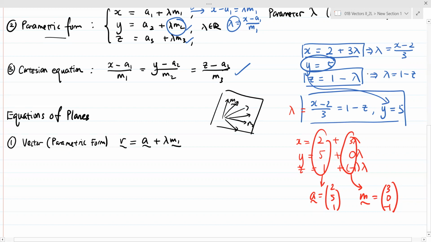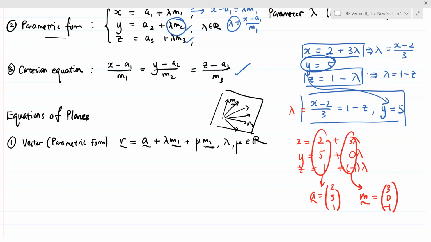So for example, 2 times of m1 plus 3 times of m2 will give me 1 point. Right, and then maybe negative 1 time of m1 plus 5 times of m2 will give me another point. So you just take all possible combinations of lambda and mu, you will get all the points on the plane. But of course, with 2 is a bit more troublesome, right?